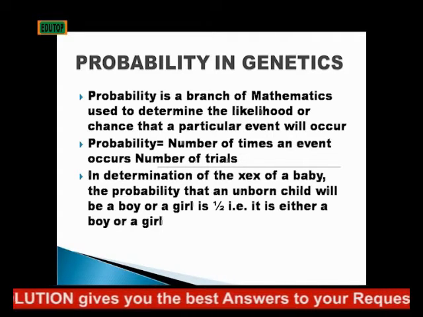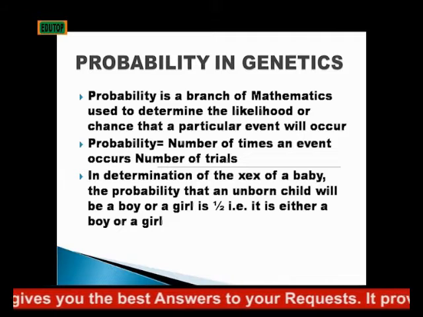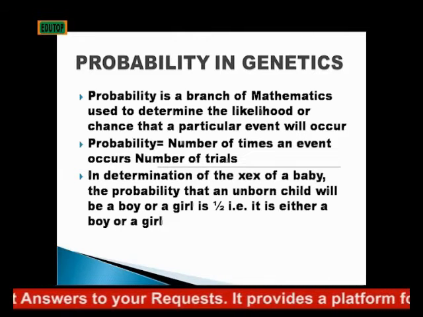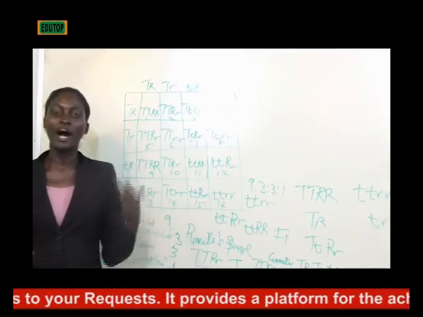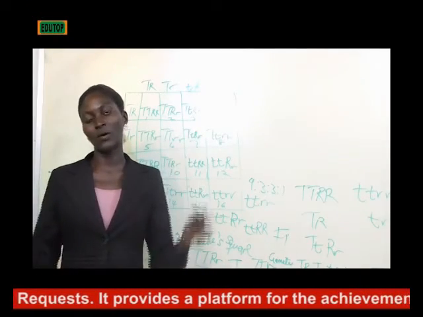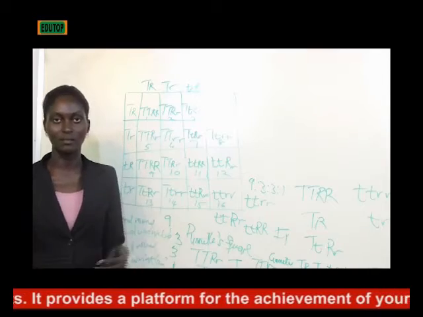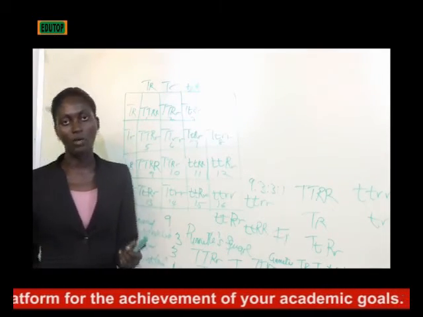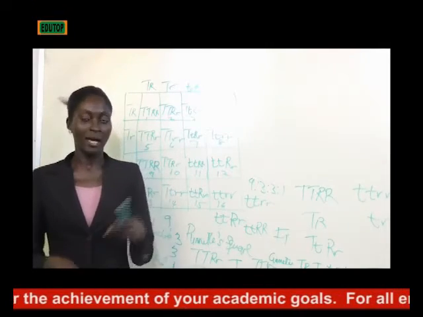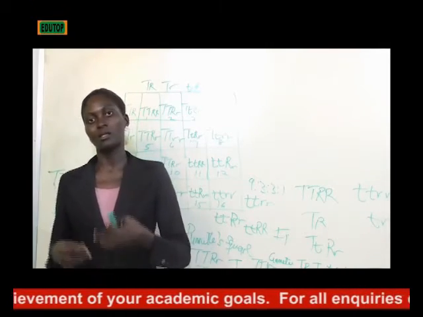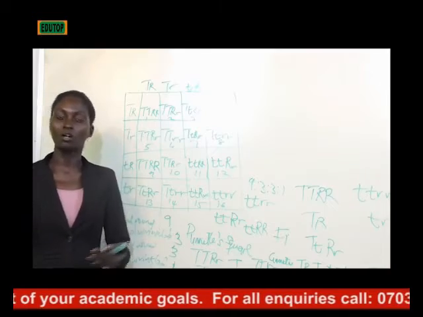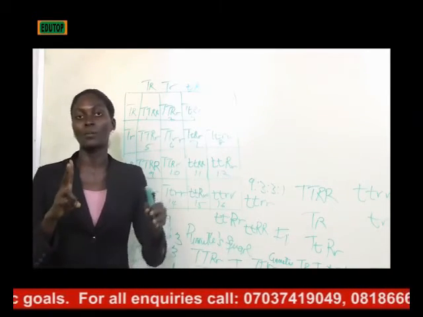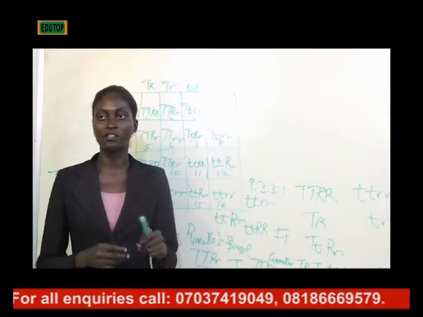Probability is a branch of mathematics that is used to determine the likelihood or the chance that a particular event will occur. For instance, you have a coin, and the coin has two sides: the head and the tail. When you toss the coin, the probability that a head will occur is 1/2, and the probability that a tail will occur is also 1/2, because there are just 2 possible events.